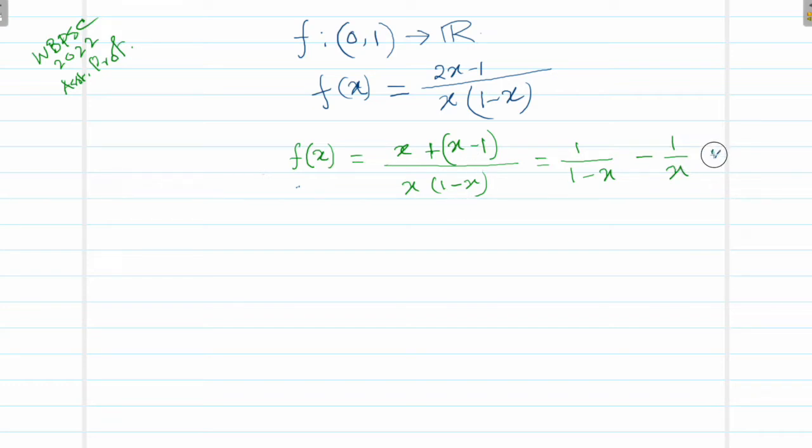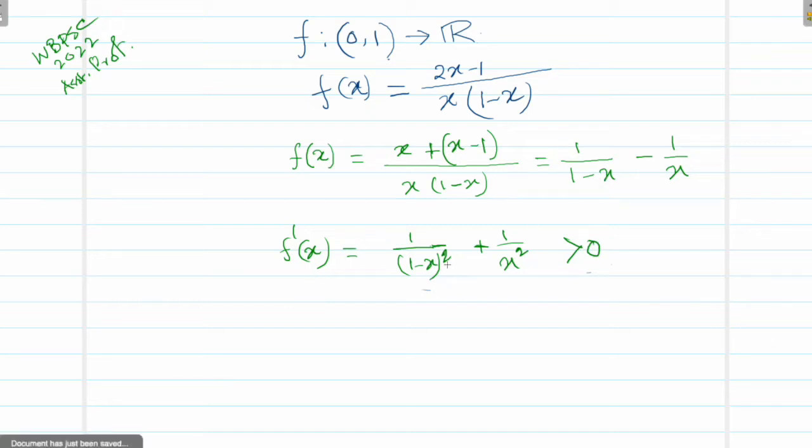And this expression is now important. If you calculate f'(x), you will see that the derivative of 1/(1 - x) is 1/(1 - x)^2, because the minus 1 comes out. The derivative of 1/x is -1/x^2, but due to the minus sign in front we get a plus here. This function is so easy to differentiate.